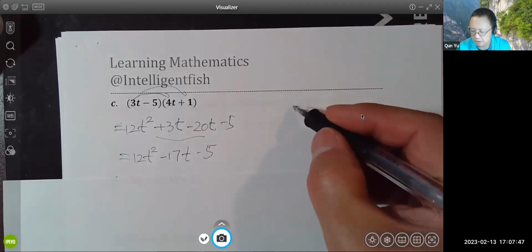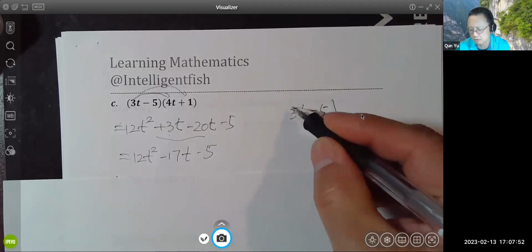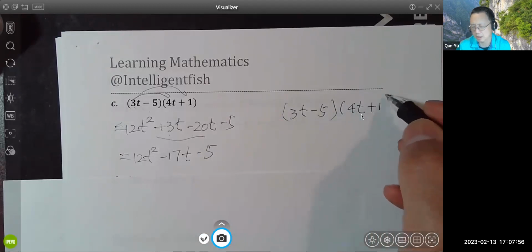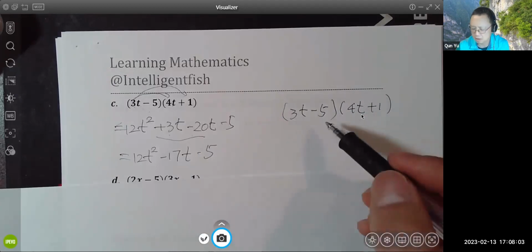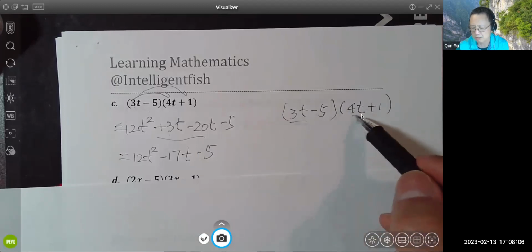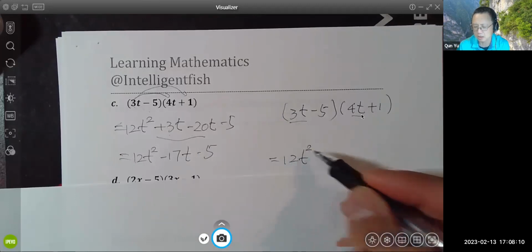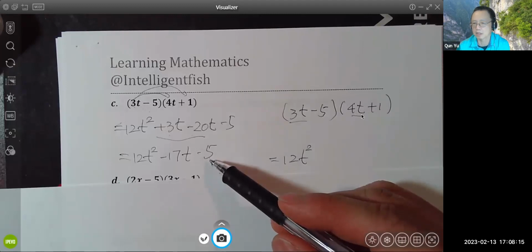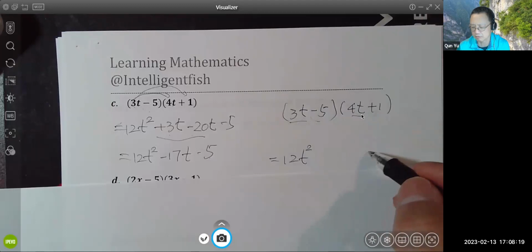Now, let's do it a little bit differently. Just to give you a choice. You don't have to do it this way. Again, we know the final answer has a similar structure. You're going to have a t squared term, a t term, and a constant term. The t squared term has to come from this t times t. There's no other possibility. So we get this 12t squared already. And the number term can only come from number times number. There's no other possibility. So negative 5 times 1, that's negative 5.